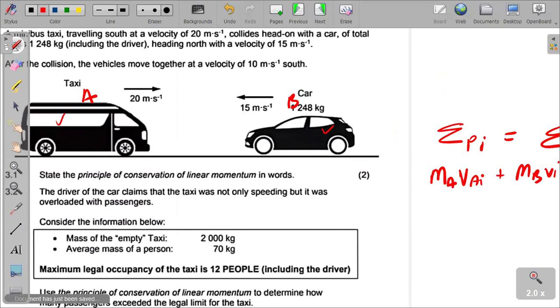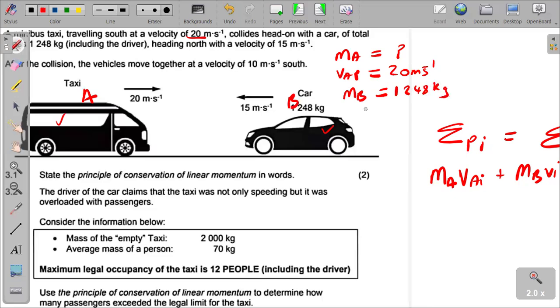So MA becomes the unknown mass, right? Then VAI, the initial velocity of the taxi, is 20. Apparently, we have taken south as positive, so it is indeed 20 meters per second. Then MB, remember, mass is a scalar. It doesn't have a direction, so it cannot be negative. So the mass of the car, which I have labeled as MB, is 1,248 kgs.